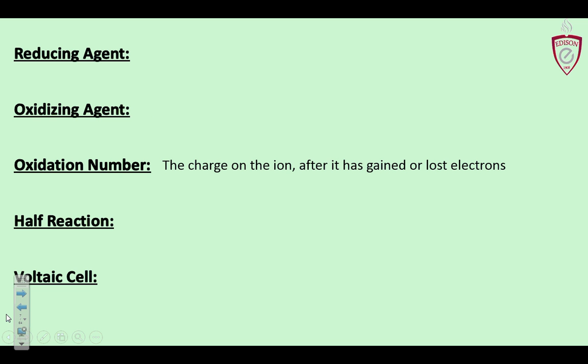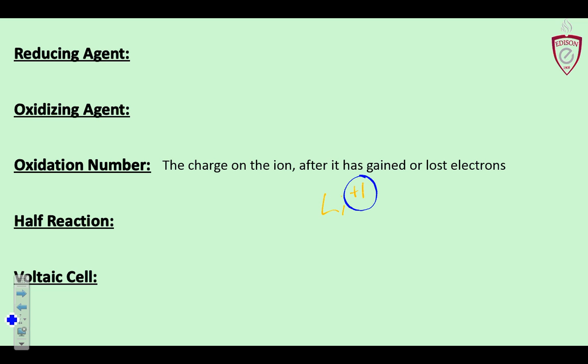Carrying on. Oxidation numbers: the charge on the ion after it has gained or lost electrons. We have called this the ionic charge. We have called it the oxidation number. We've called it many things. How many did it lose? How many did it gain? But the charge of the ion is technically the oxidation number, and it says it on your periodic table's key. But if you didn't understand that, here it is.